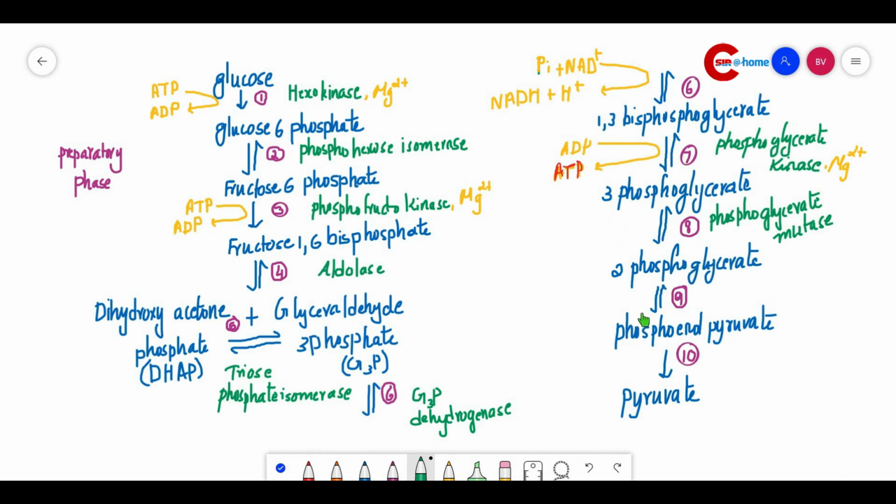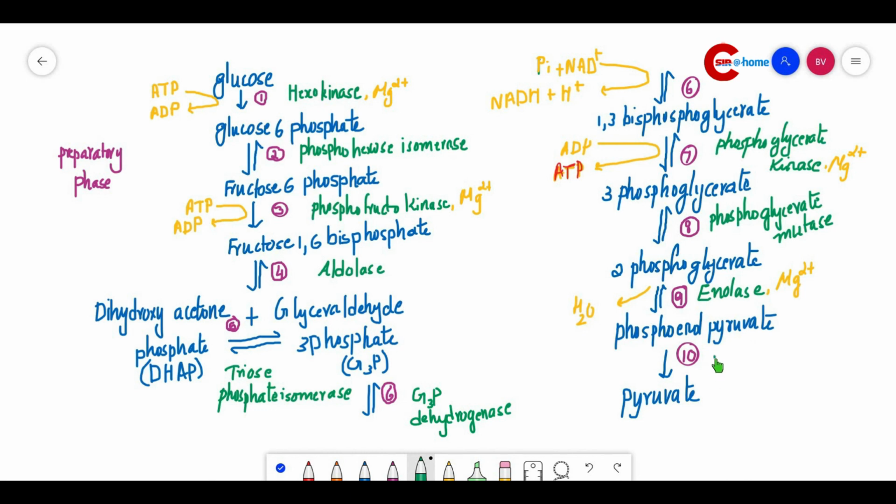Then the 2-phosphoglycerate is converted into phosphoenol pyruvate. The enzyme is enolase. Here, one molecule of water is released. So, which is the reaction? Dehydration reaction. Enolase catalyzes the formation of enol phosphate. And which is the cofactor? Here also magnesium 2+. The enolase promotes removal of water from 2-phosphoglycerate to yield phosphoenol pyruvate.